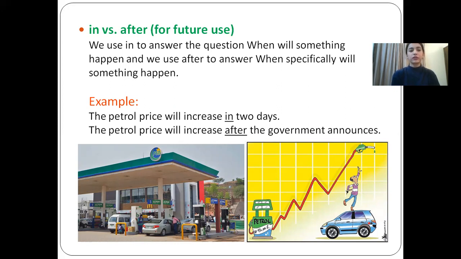Example, the petrol price will increase in 2 days. So it tells you when will the petrol price increase? It will increase in 2 days. The petrol price will increase after the government announces. So after is used here because it tells you specifically when the petrol price is going to be increased. It will be increased right after the government announces. So it gives you a little more specific and extra information about the increasing situation of petrol prices.